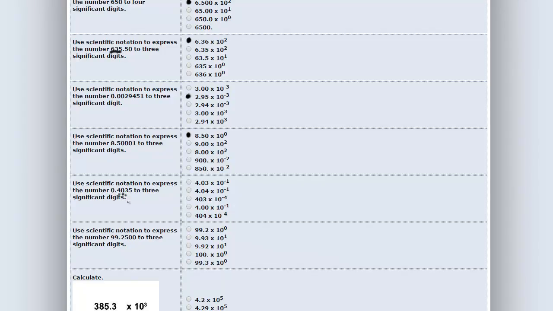So using scientific notation, we move that decimal point back. So it's 4.04 times 10 to the negative 1. See how that works? This rounds up to a 4, so we're going to have 0.404. And then we move that decimal point on over, and 4.04 times 10 to the negative 1.